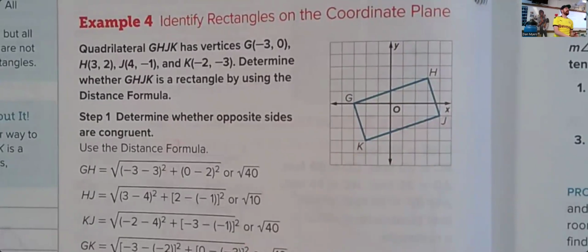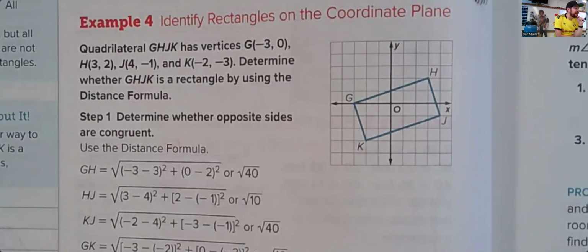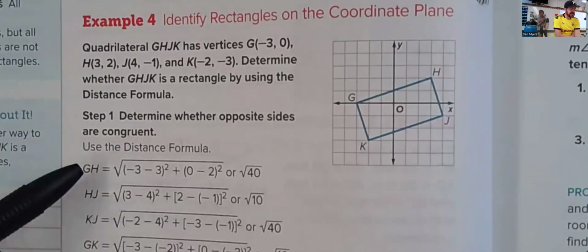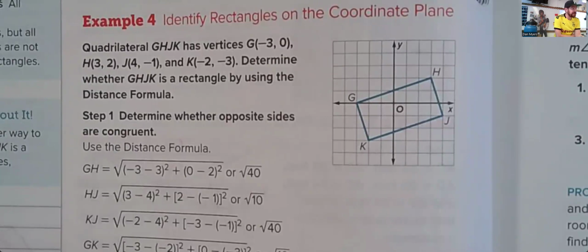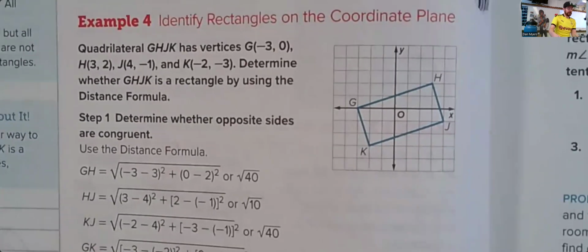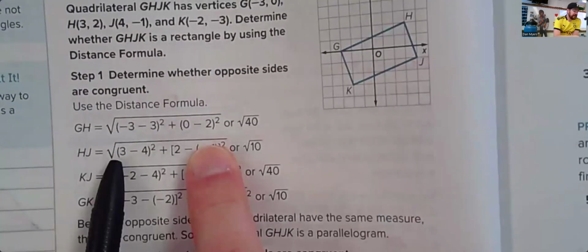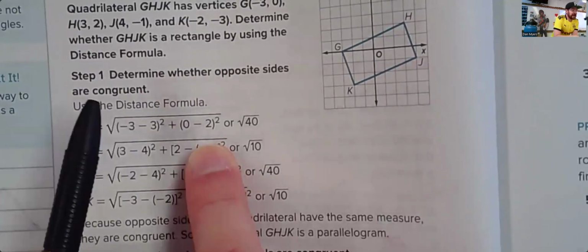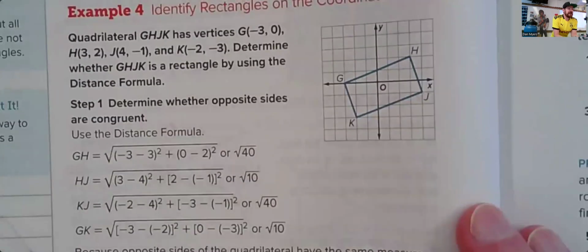Determine whether GHJK is a rectangle by using the distance formula. So here's what needs to be proved. It kind of works through everything, kind of tells us how to do this. We don't really have to do anything for this, so please follow along carefully since we're not really being asked to do much. Using GHJK, if we're trying to figure out if this is a rectangle, we need to prove first that it's a parallelogram.